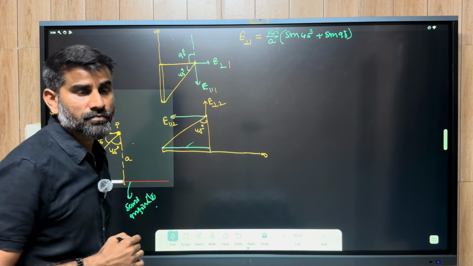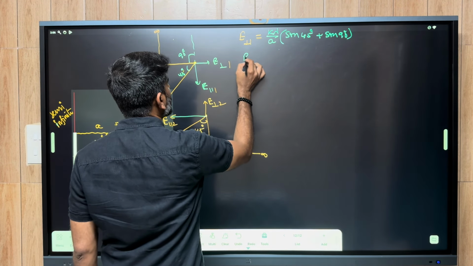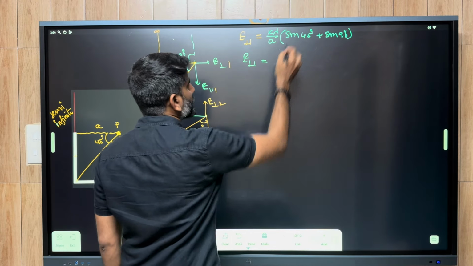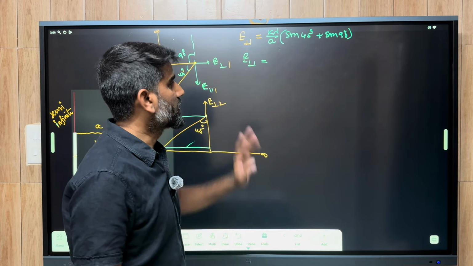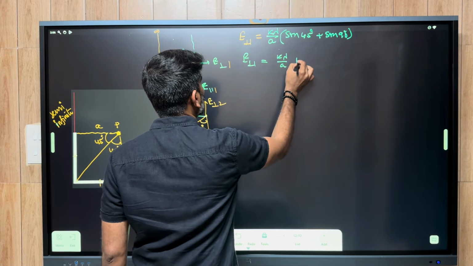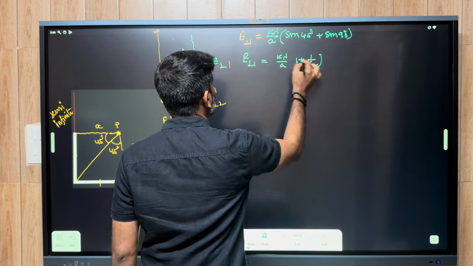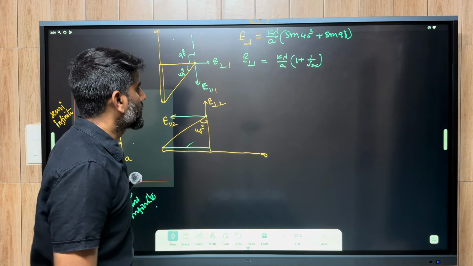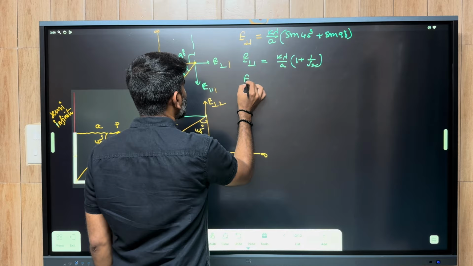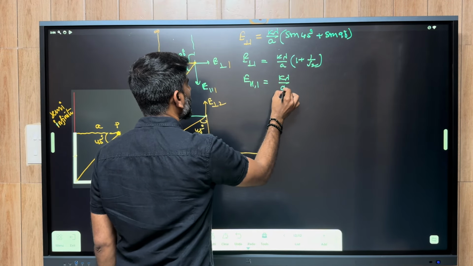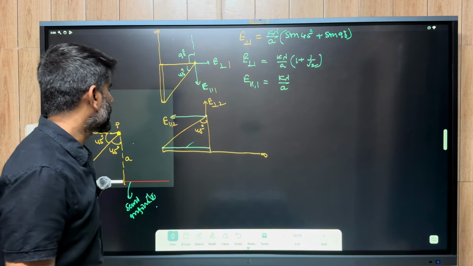Theta 2 is 90 degrees, right? So E perpendicular 1 is equal to k lambda by A times (sin 45 plus sin 90), which is 1 by root 2 plus 1. Okay, this is perpendicular, and E parallel 1 is equal to k lambda by A cos theta 1.